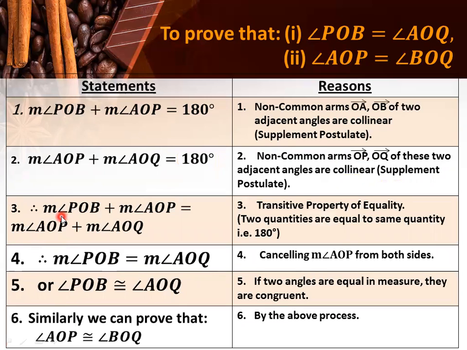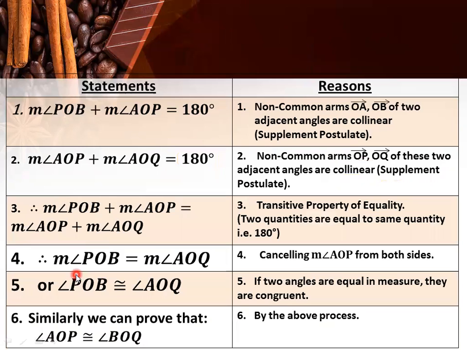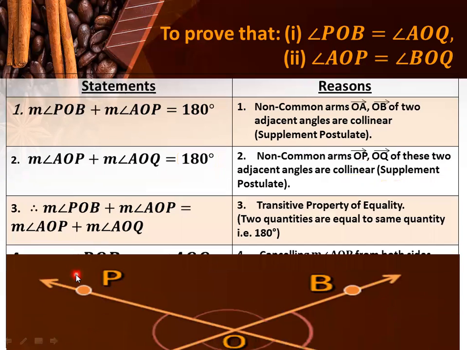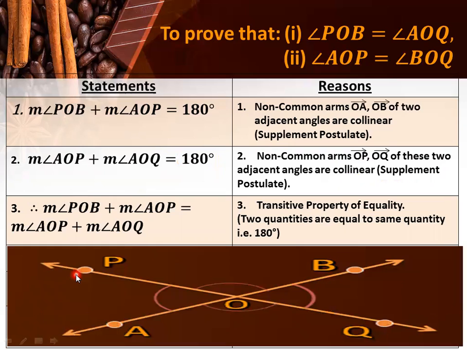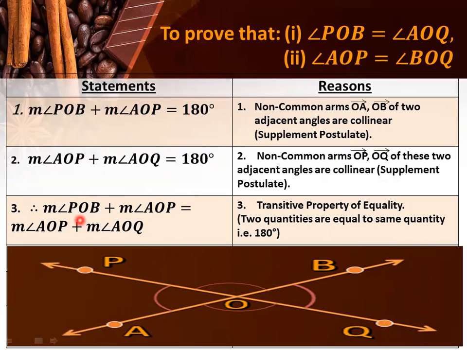Now look here. Measurement of angle POB. Now which is POB? Just give me a minute. Now look at statement number 3. This is POB. I'm going to copy down statement number 1 again. Measurement of angle POB plus measurement of angle AOQ. As you can see, the sum of the two angles are equal. Just suppose the sum is 180 degrees here and the sum is 180 degrees here.